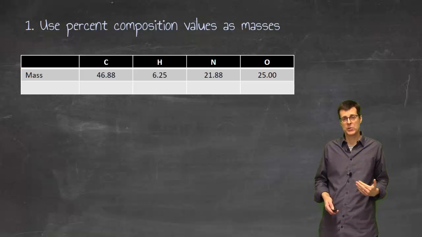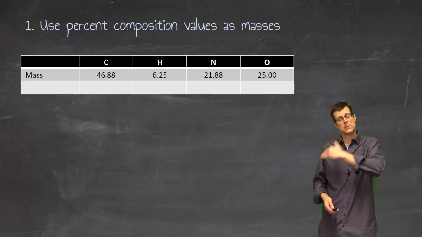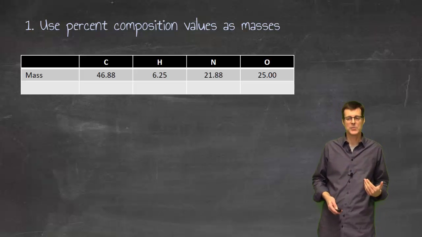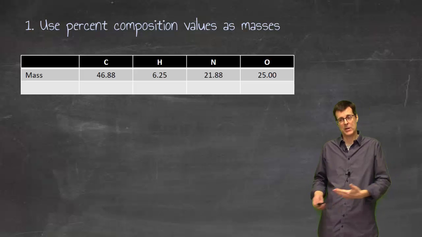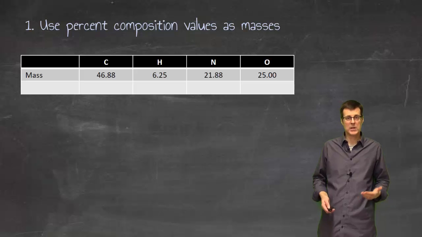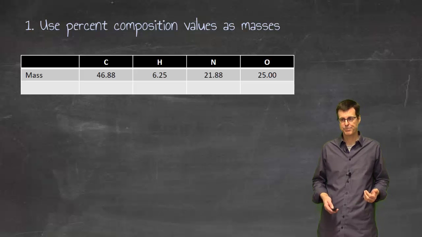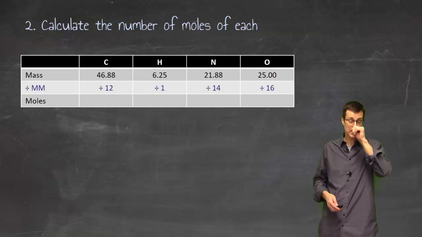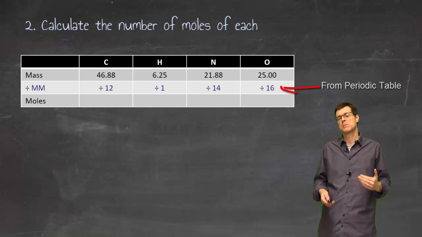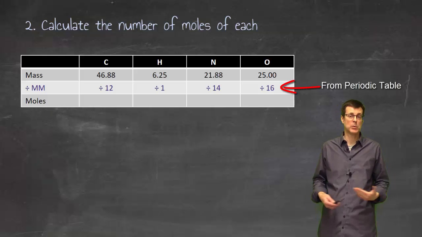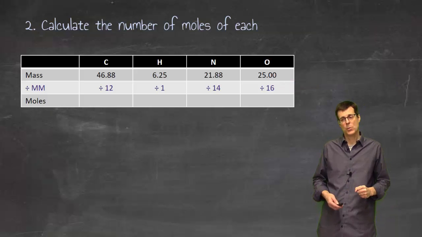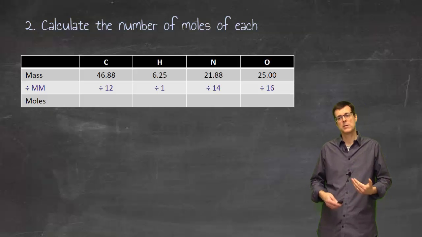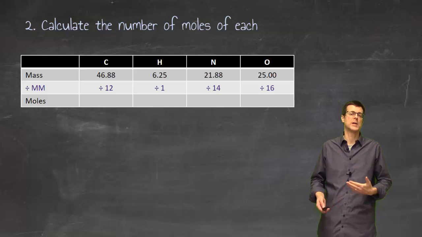So those numbers that were listed as percent compositions go in as masses. If I had 100 grams of that compound, I would have 46.88 grams of carbon, and so on. Then I'm going to calculate numbers of moles by dividing each element by the molar mass. So the mass of carbon gets divided by 12, hydrogen by 1, nitrogen by 14, and oxygen by 16. That's going to give me a number of moles.